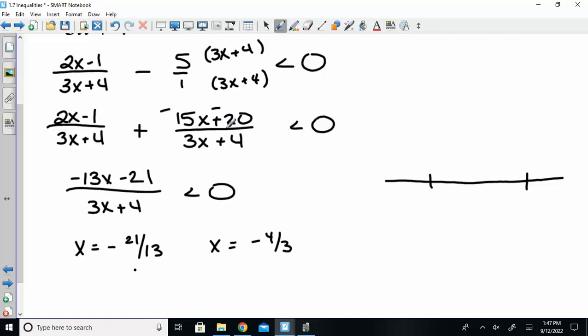I had this negative 1 minus 1. We're on the same side. Yeah, I added the 21.